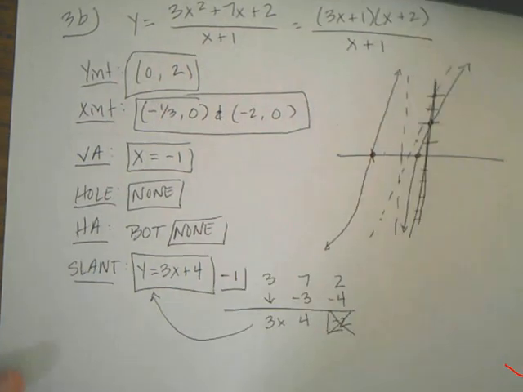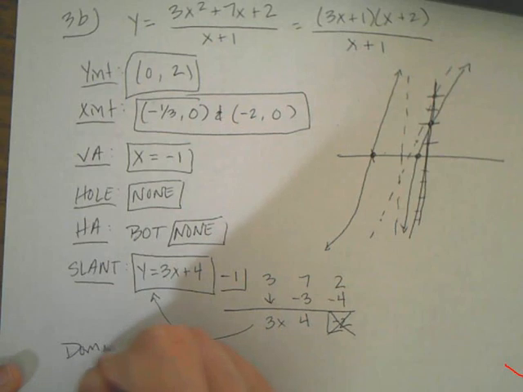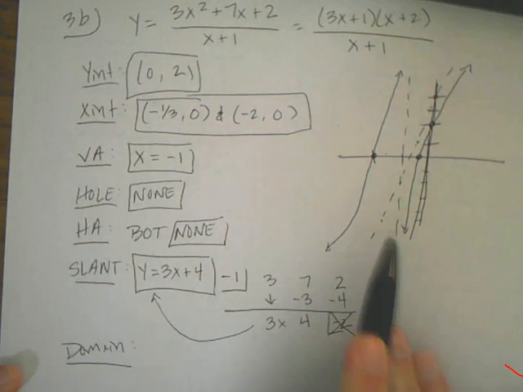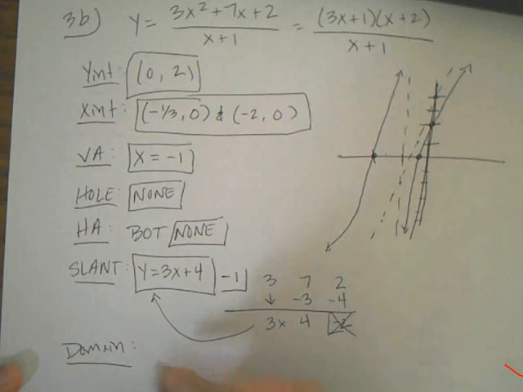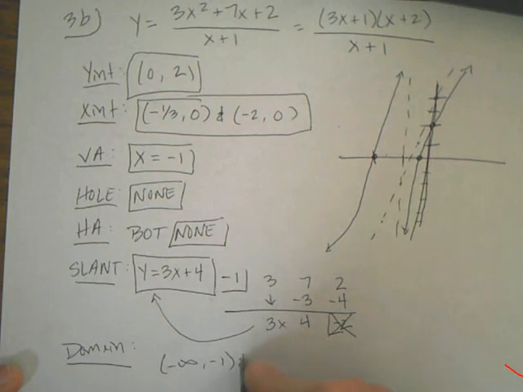Don't forget your domain, still only restricted by your vertical asymptote. So negative infinity to negative 1, union negative 1 to positive infinity.